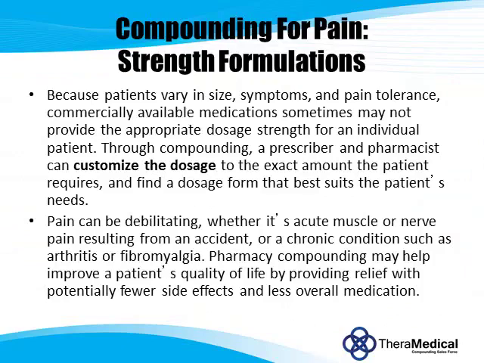Because patients vary in size, symptoms, and tolerance, commercially available medications sometimes may not provide the appropriate dose strength for an individual patient. Through compounding, a prescriber and pharmacist can customize the dosage to the exact amount the patient requires and find a dosage form that best suits the patient's needs.